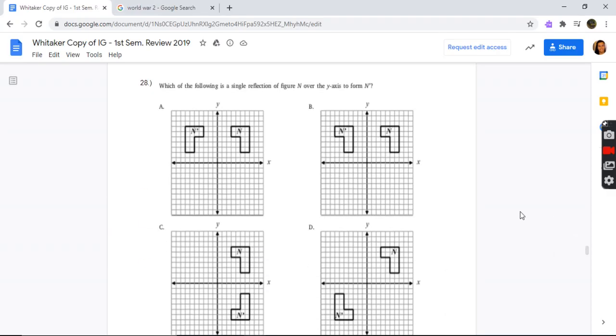All right, let me know. Which of the following is a single reflection of figure N over the y-axis to form N'? For example, one of these could be it. They look the same, but they look different. This looks like an L, and this looks like an upside down L.